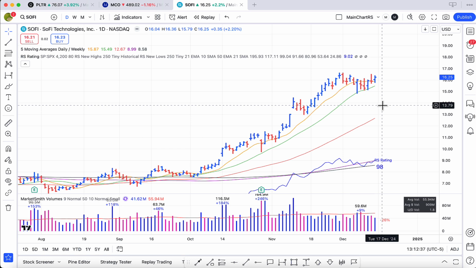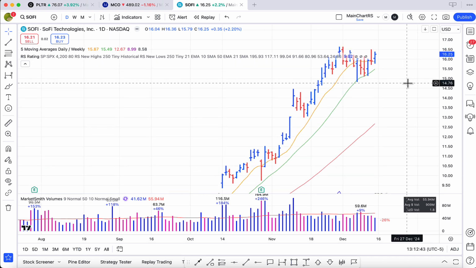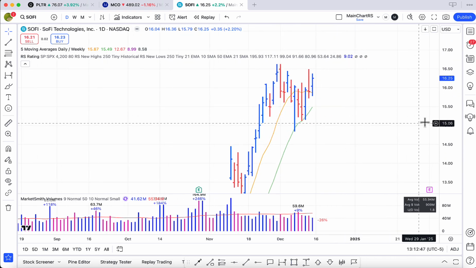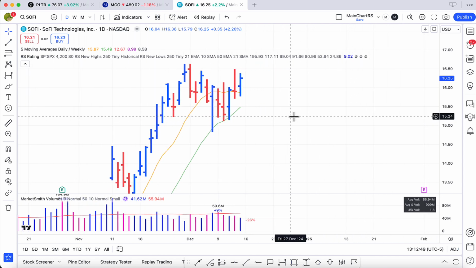Another thing that I also want people to understand is not all days are created equally. There is a ton of activity that happens in the market.